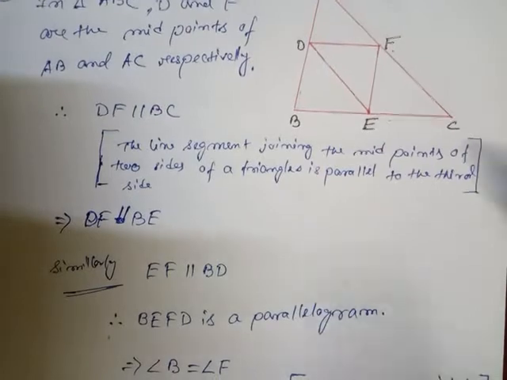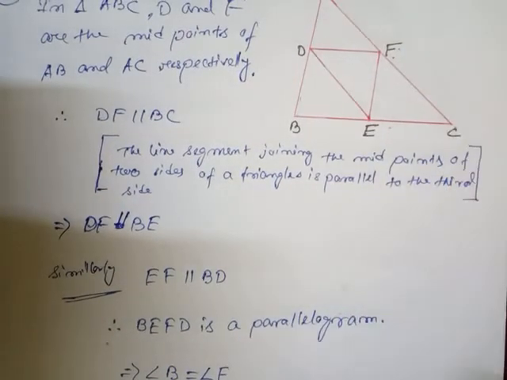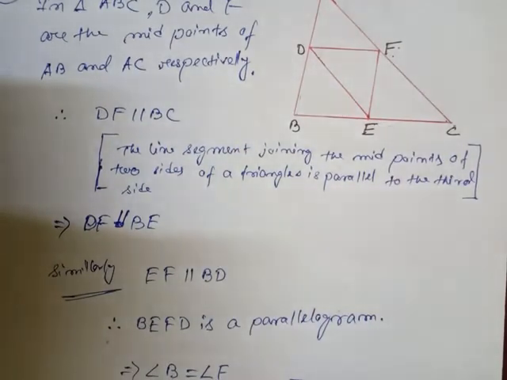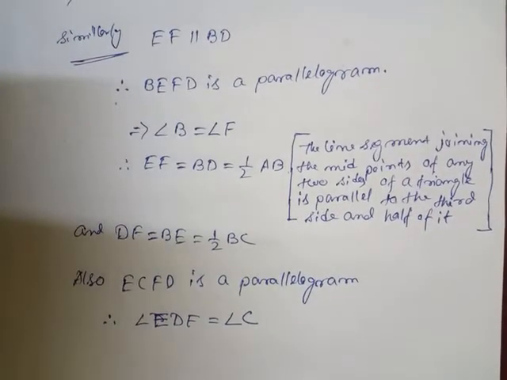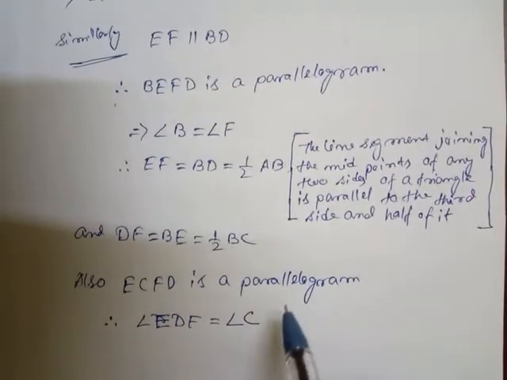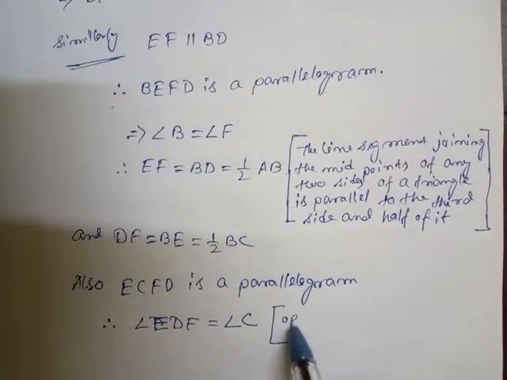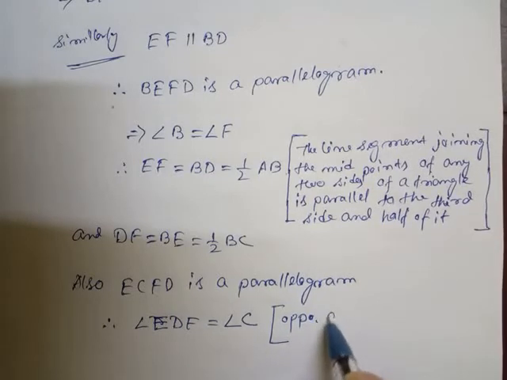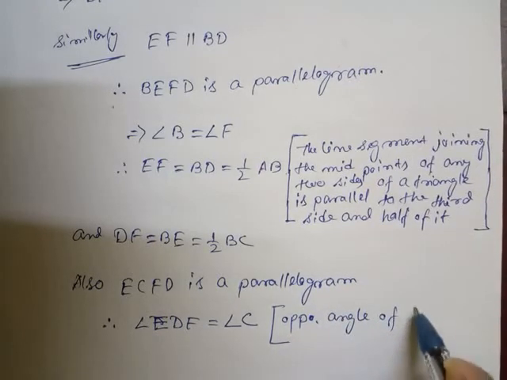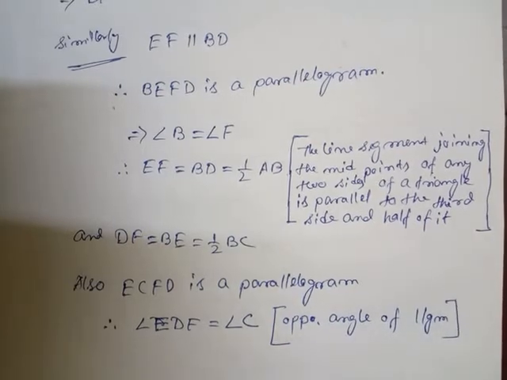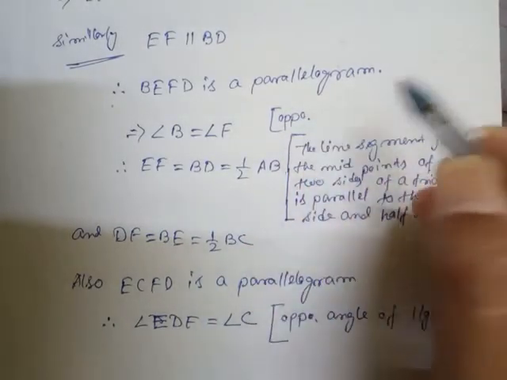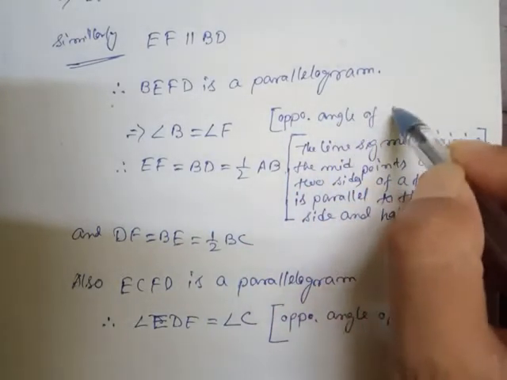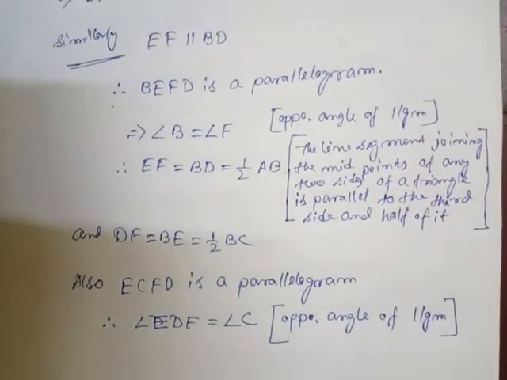EDF equal to angle C I have written, or if I directly write angle D equal to angle C, okay, because these two are the opposite angles of the parallelogram and we know that opposite angles of a parallelogram are equal. So here also I can write the reason: opposite angles of a parallelogram, same here also.